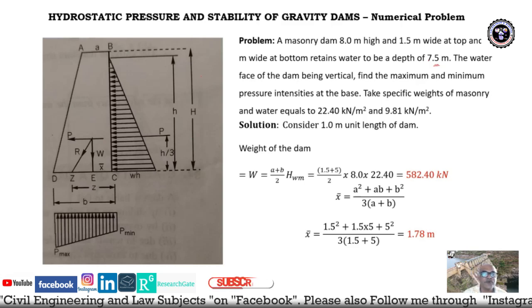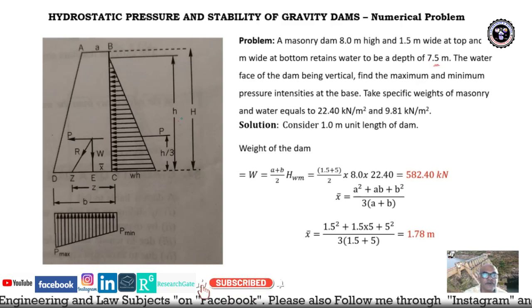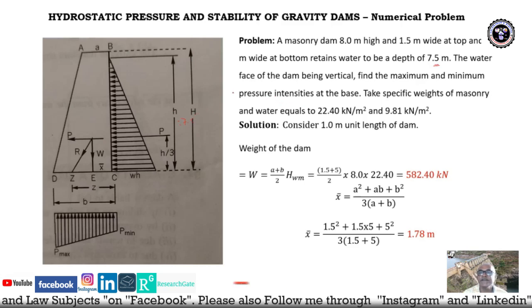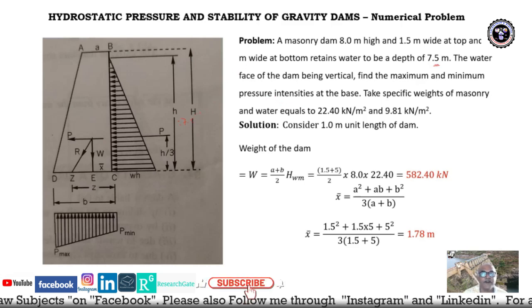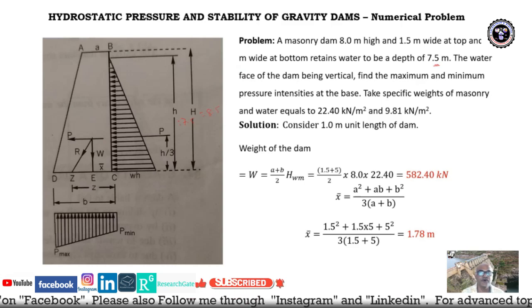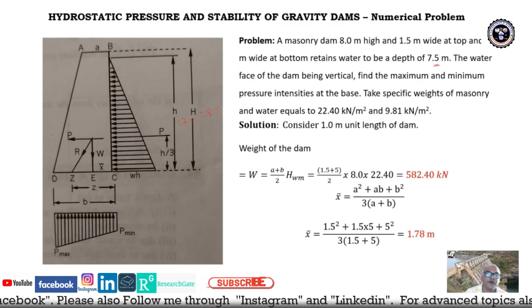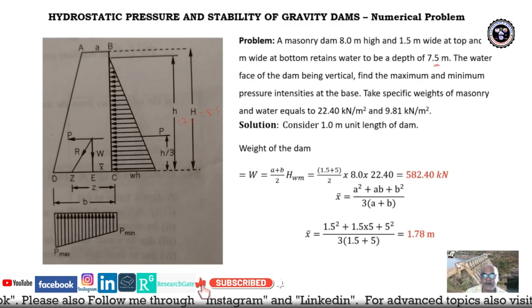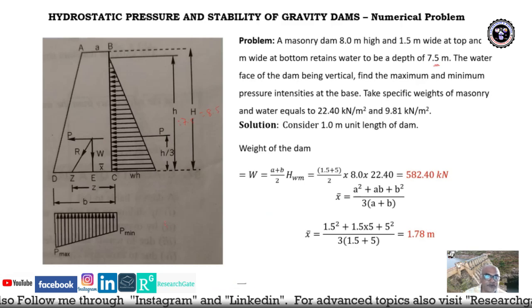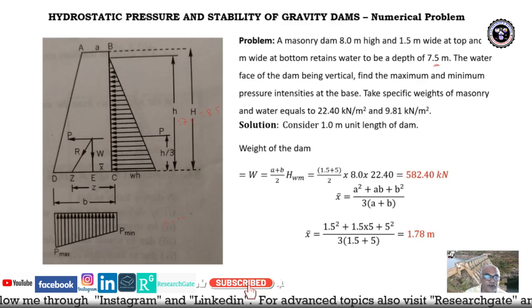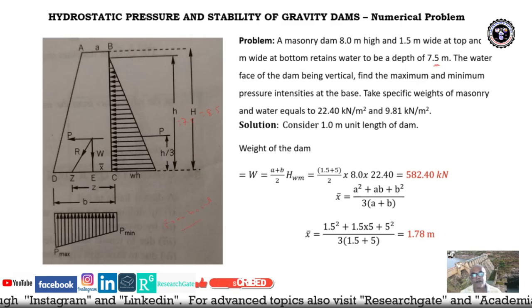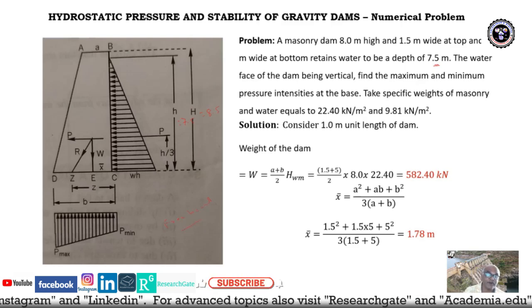So small h is equal to 7.5 meter, and capital H is 8 meter. Capital H is the height of the dam, 8 meter. You know that H minus h, that is 8 minus 7.5, is 0.5 meter, which we consider as freeboard. The terminology is freeboard: the distance between the top of the dam and the water surface level, the maximum water level, MWL.